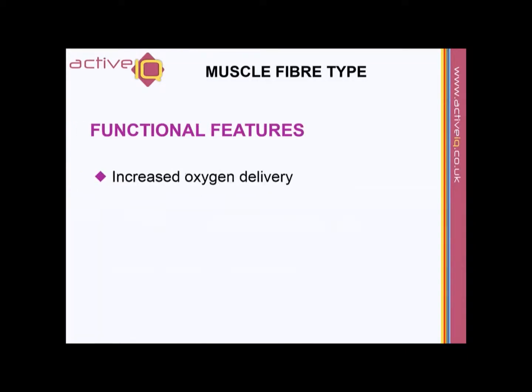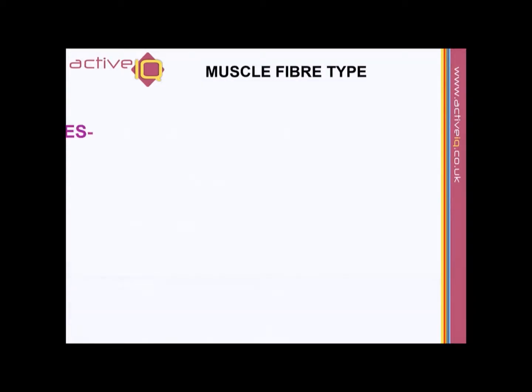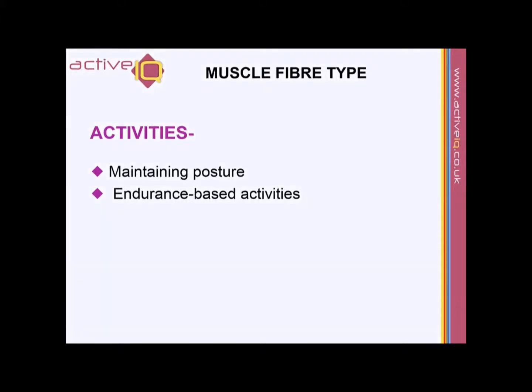The functional features of this muscle fibre type are that they have increased oxygen delivery, they produce less force, they have long-term contractions, and they are resistant to fatigue. So it takes a long time for you to fatigue this muscle fibre type. The activities that we would expect to find on slow twitch muscle fibre are maintaining posture and endurance-based activities, so things like marathons and stuff like that.